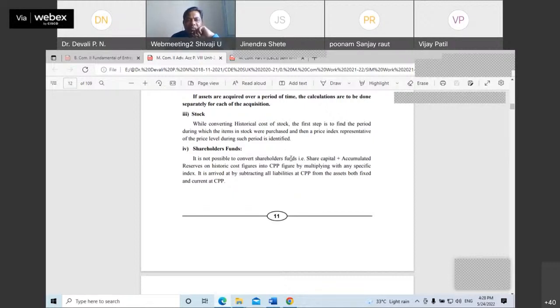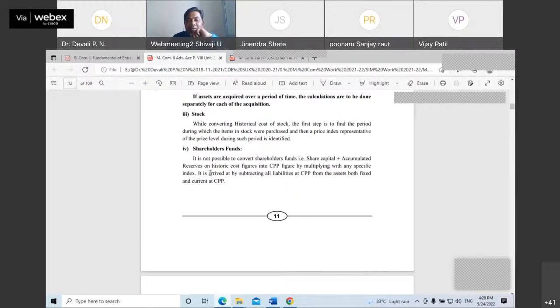So this particular shareholders fund, when you get the accumulated reserve on the historical cost figure, it is not possible to convert it into CPP figures by multiplying with any specific index. So this is what we have to consider. It is not possible to convert the shareholders fund, whatever we are going to get here.